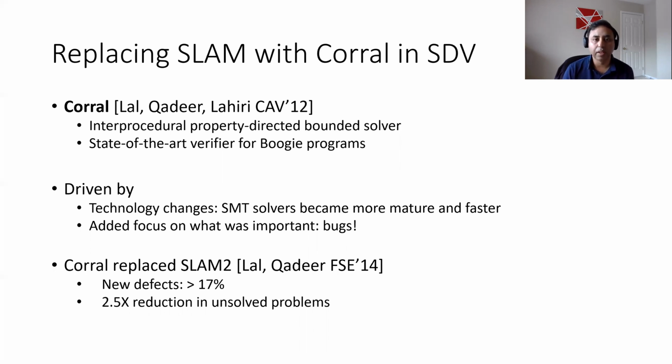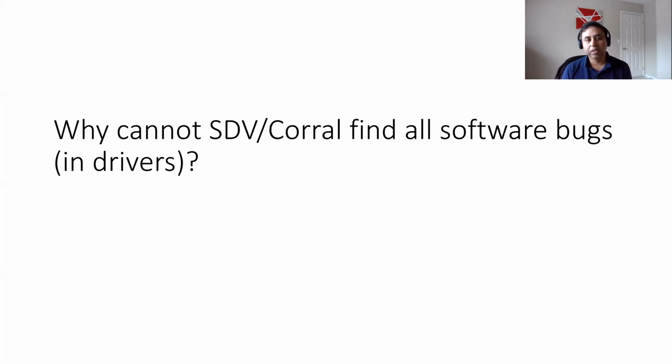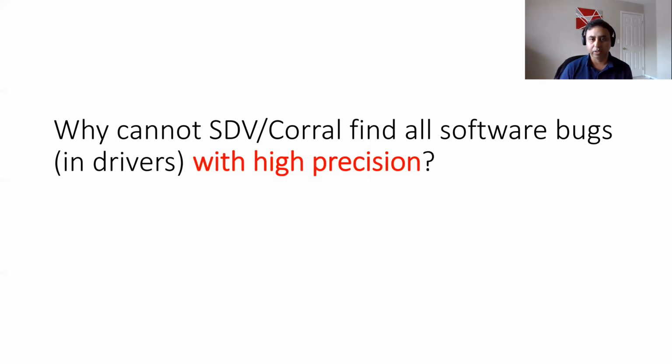So as the tool matured, the underlying model checkers also matured. So the natural question is, why can't we use SDV with Corral to find all software bugs, let's say in drivers? Like, do they find all the bugs? The answer is no. And why is that the case? So I think the more appropriate question would be, why cannot SDV and Corral find all software bugs with high precision? Because you can always flag all assertions as violations, and then you have all the bugs. So that is the central question. Why do software model checkers miss bugs?